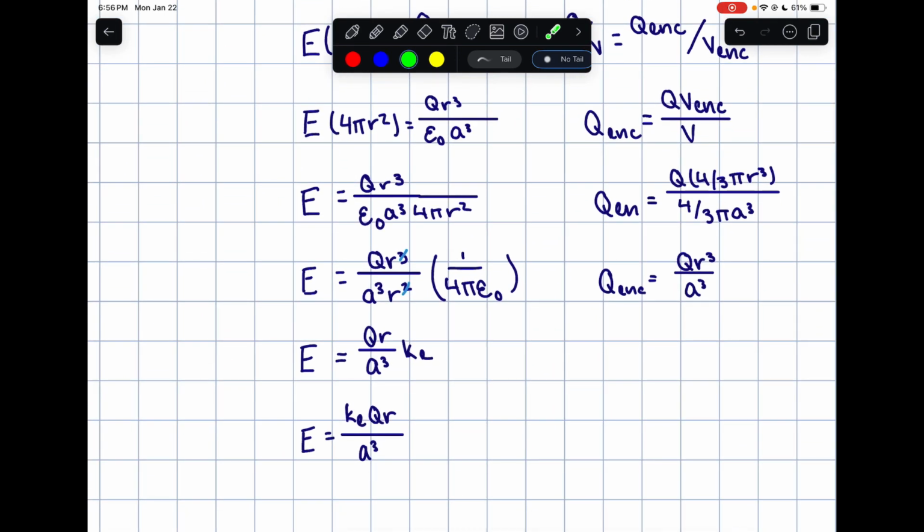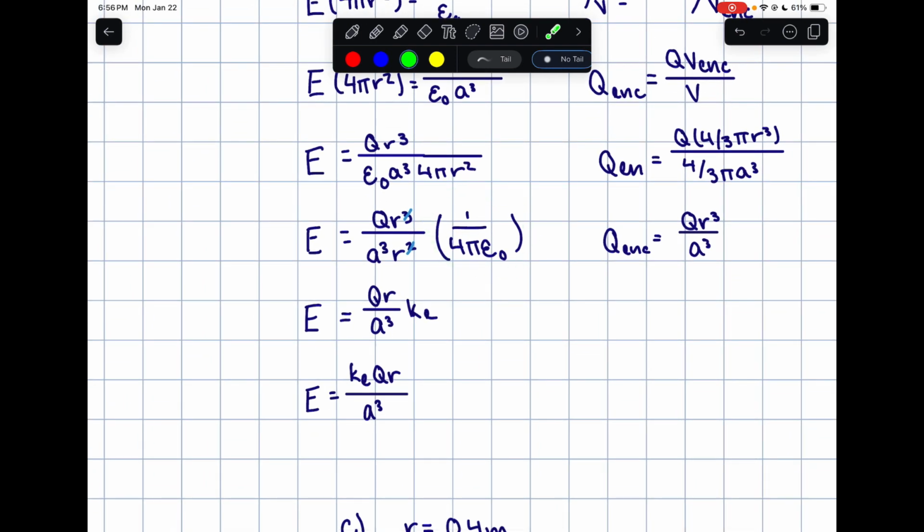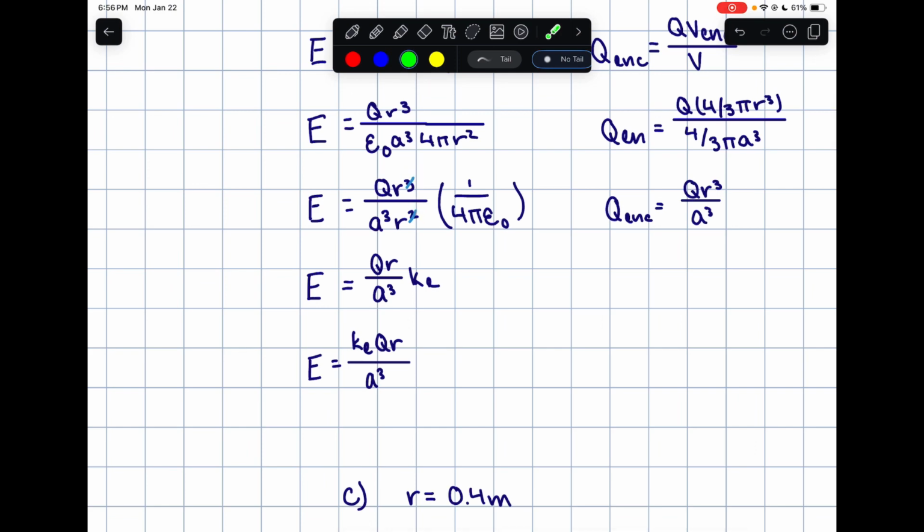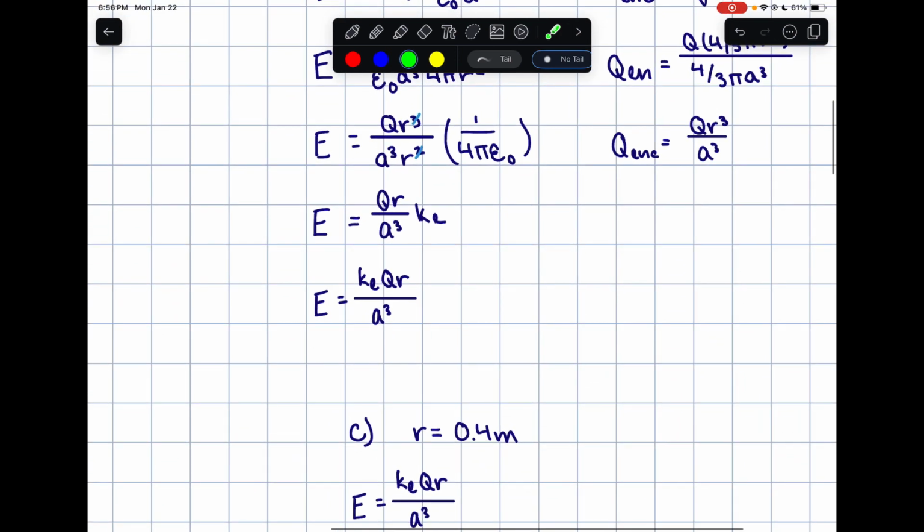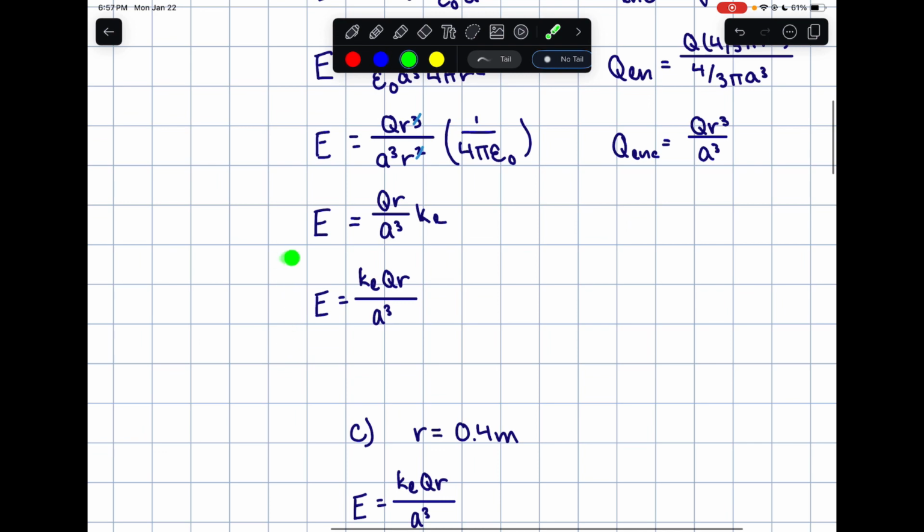Then, we get the electric field is equal to charge times r cubed over a cubed times r squared, and we're going to separate this piece, 1 over 4 pi epsilon naught. We're going to do this so that we can simplify, because from our equation sheet, we know that 1 over 4 pi epsilon naught is equal to the constant Ke. We can also reduce the r variable in this equation. So we get down to this line where the electric field is equal to the charge times the radius times Ke over a cubed. Now that we have derived an equation, we can start solving A through C.